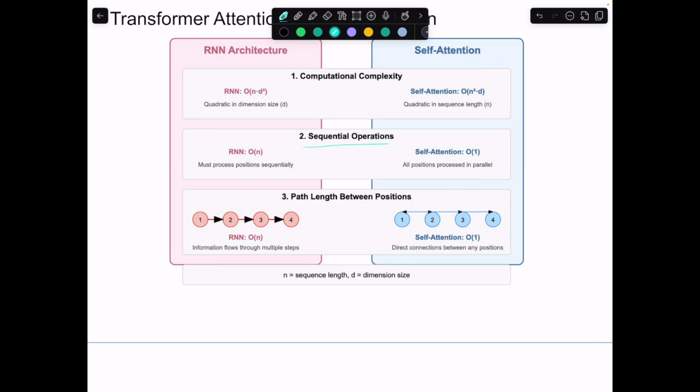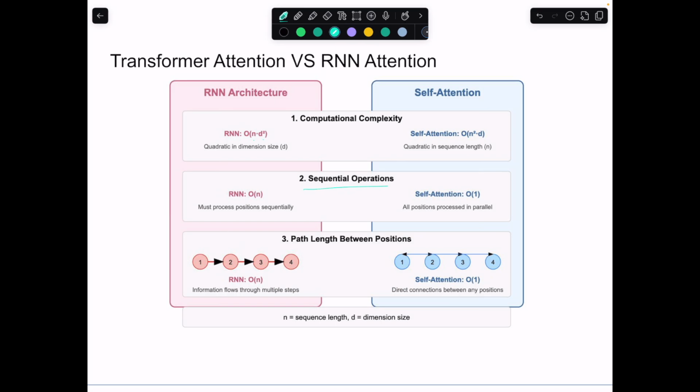The next is the path length between positions. This one is used to quantify the performance of learning long-range dependency. Concretely, it means that if your sentence is very long, how good your performance is. And this is quantified by the path length between the first token and the last token. For example, here, in order to have the hidden state of the last token 4, you have to learn step by step from token 1. But for self-attention, since we have this alignment matrix that connects each token with every other token in the sequence, the path length for self-attention is O(1).